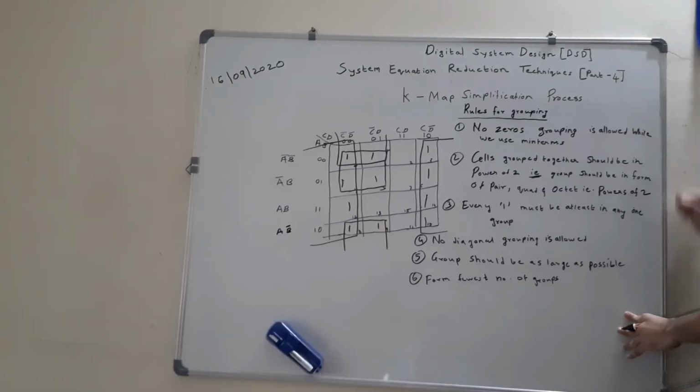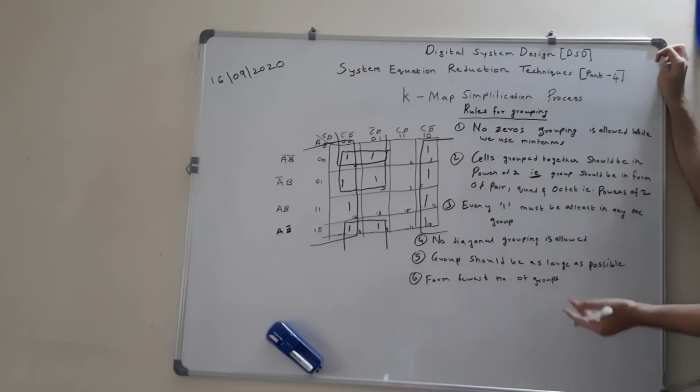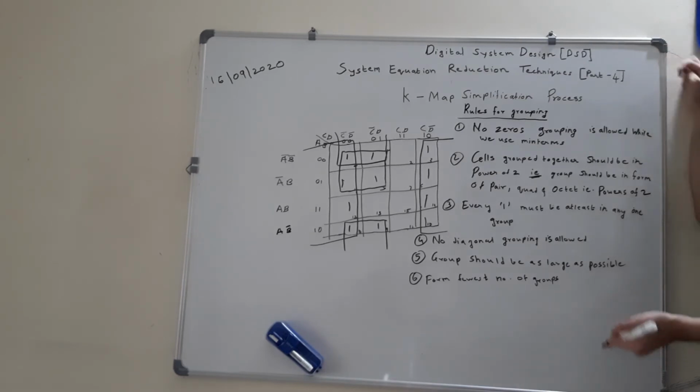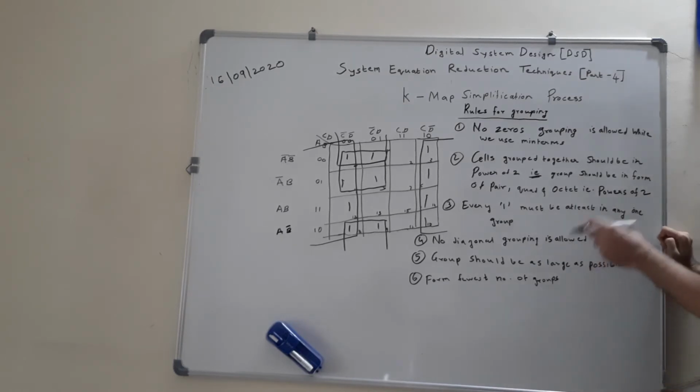So now we are going to learn the rules for grouping of K-map. Various types of groupings we have learned already, that is pair, quad, octet. And now we are going to study certain rules for this grouping, which further help us in simplification of the Boolean expression, logic expression or system equation using the K-map simplification process. Now understand these rules. First of all, don't look at the K-map. I am explaining the statements over here.